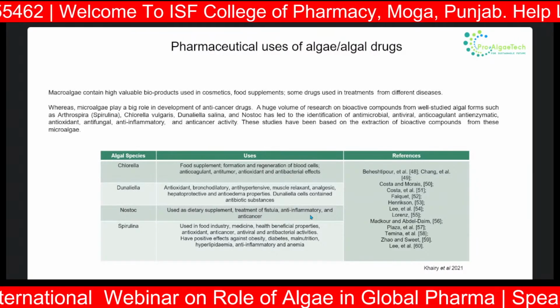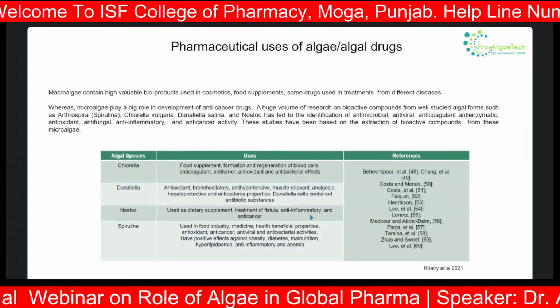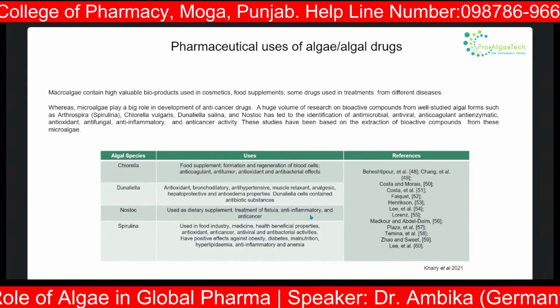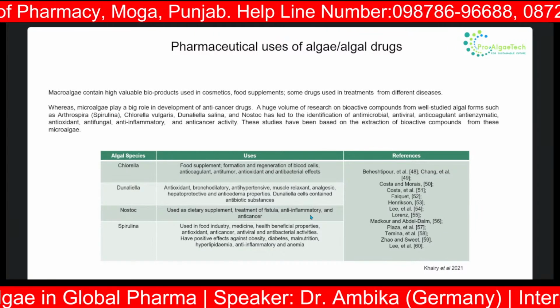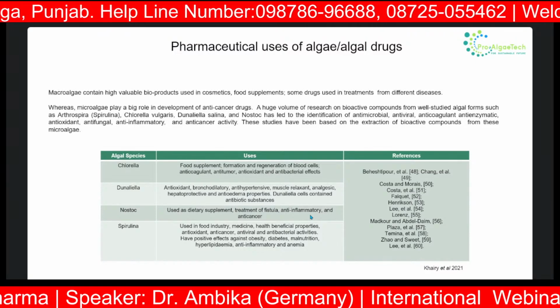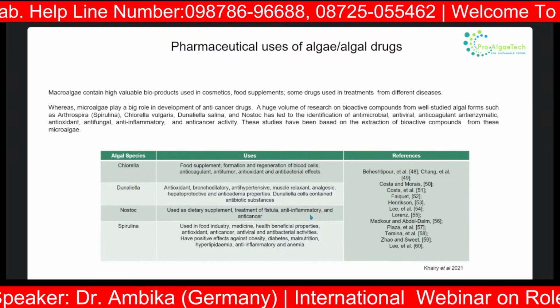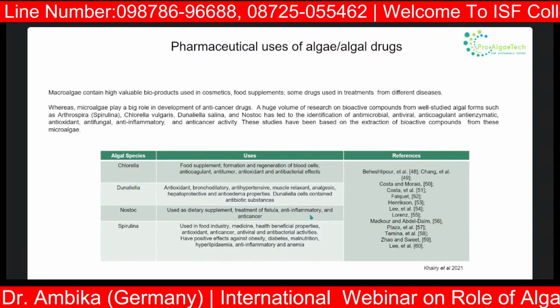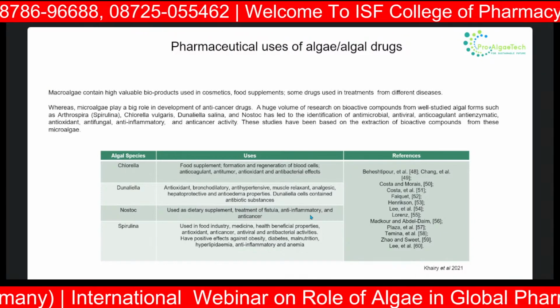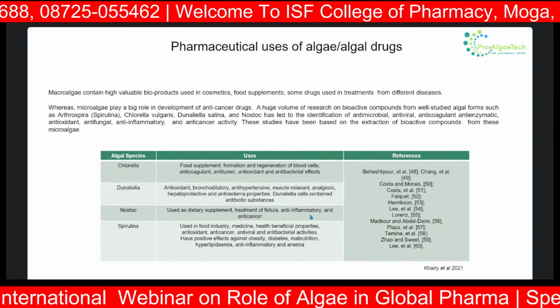Spirulina, we call it a superfood, used in the food industry, medicine, and health, with beneficial properties like antioxidant, anti-cancer, antiviral, and antibacterial activity. It also has positive effects against obesity, diabetes, malnutrition, hyperlipidemia, inflammation, and anemia. So these are the pharmaceutical uses of a few species. I have taken only four species.